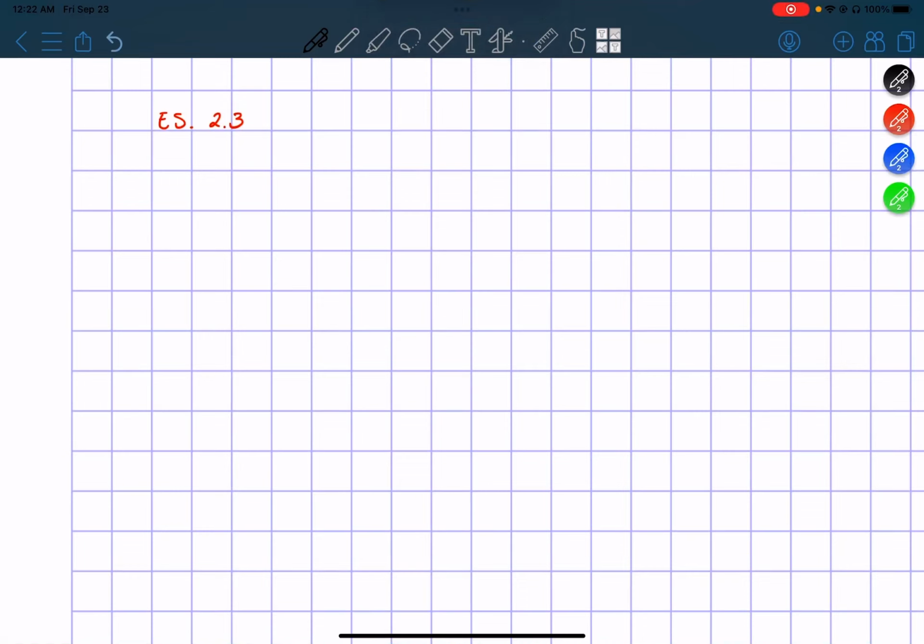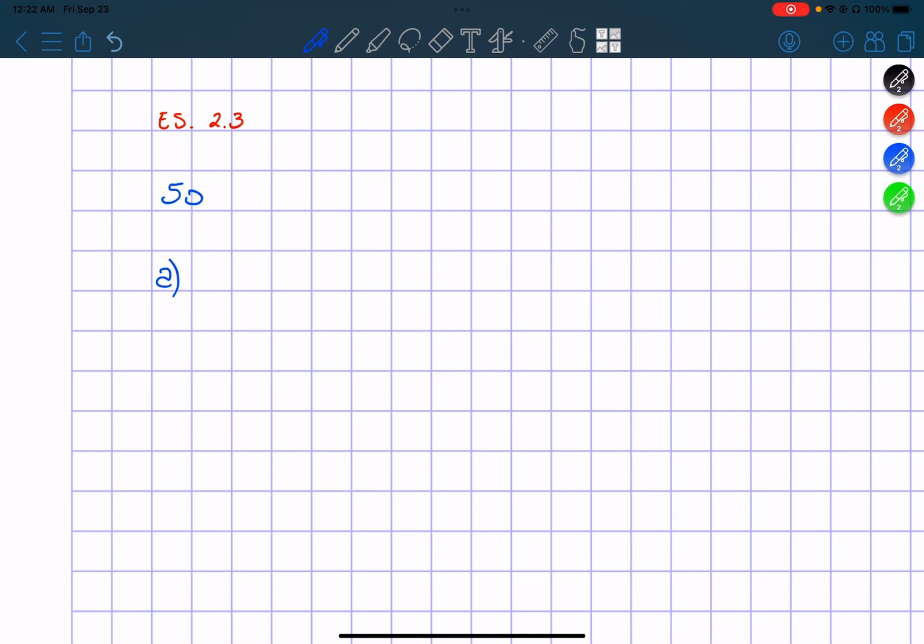Hello everybody, today I'm going to solve problem 2.3 from our thermodynamics book. It's divided in 7 parts and we have 50 flipped coins.